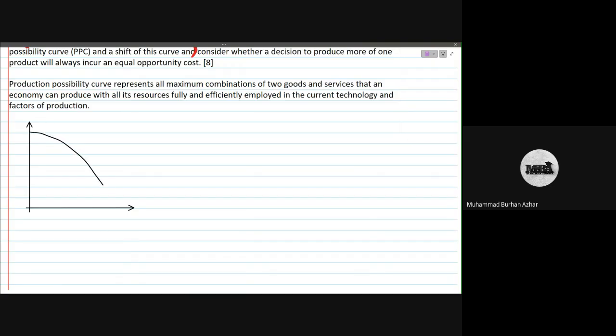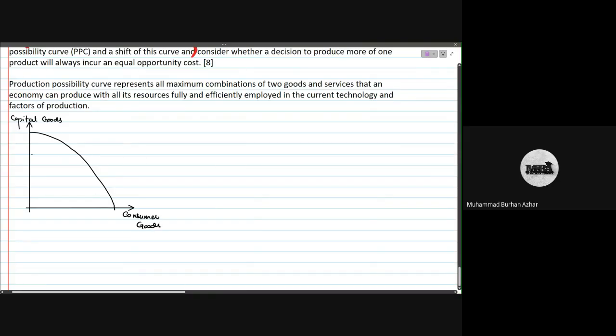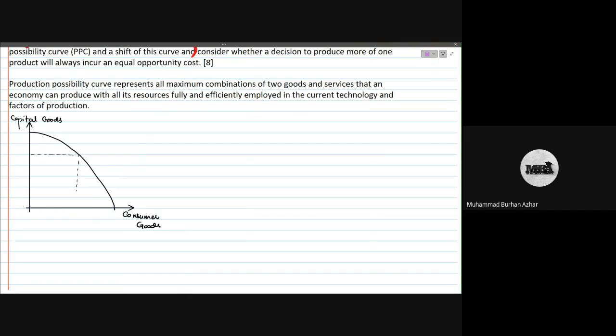So we'll make a simple PPC. So capital goods and consumer goods. So on the y-axis, we represent capital goods. On the x-axis, we represent the consumer goods, right? And we show the reallocation of resources. Okay, movement along the PPC. क्यों होता है? So let's say K1, C1, and similarly C2 and K2. And let's call this point A to point B, and we make arrows.